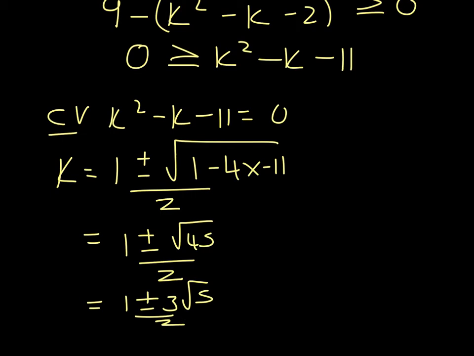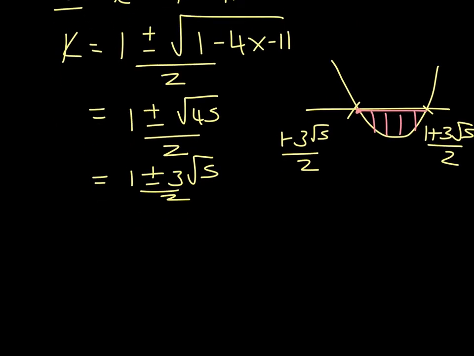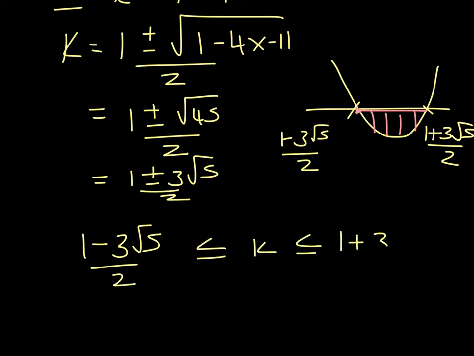We have a positive quadratic that will be crossing the axes at 1 minus 3 root 5 over 2 and 1 plus 3 root 5 over 2. And if we read this, we are interested when it is less than 0, i.e. below the axis. So it is below the axis for these points. So our answer is 1 minus 3 root 5 over 2 is less than or equal to k, which is less than or equal to 1 plus 3 root 5 over 2.